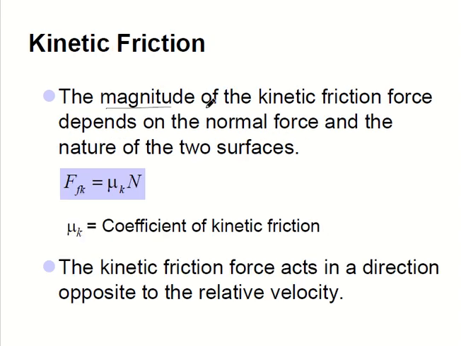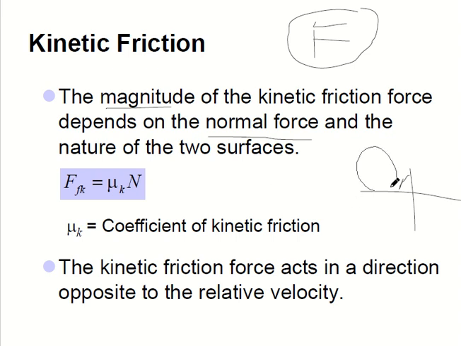So the magnitude: every time we think about a force, we need to know the amount of the force. The amount of that kinetic friction depends on the normal force and the nature of the two surfaces. You have surface 1 and surface 2, and we have to know what they are, meaning the material of these surfaces, and of course the magnitude of the normal force acting on those surfaces.